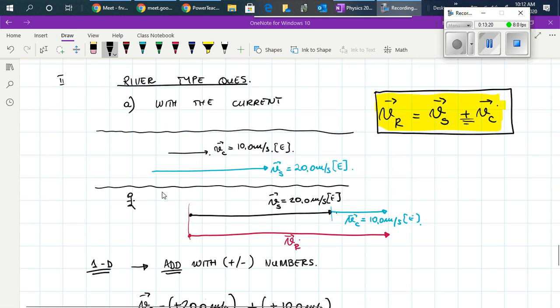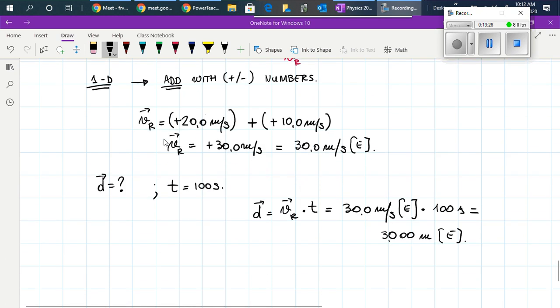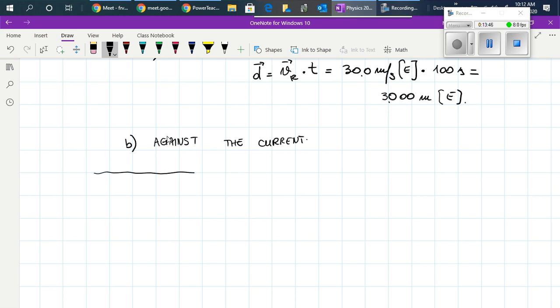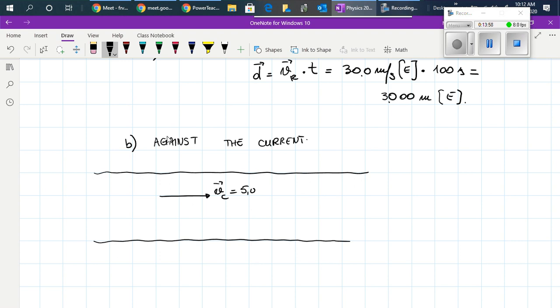The second subtype of the river type questions is when the swimmer and the current are against each other. So B is against the current. So you have a river that is moving with a current of, I will make a different number, not just 10, I will make it now 5 meters per second going east.